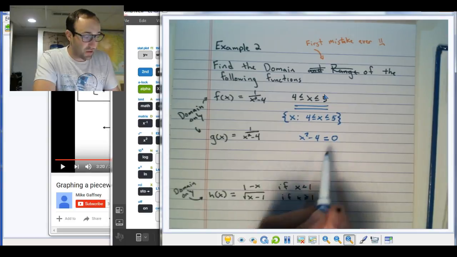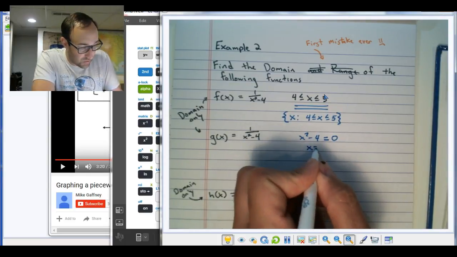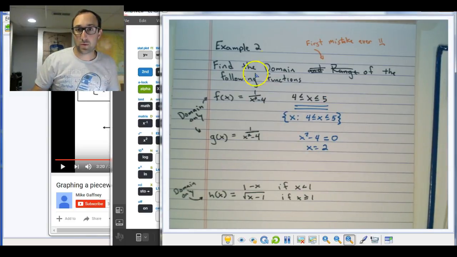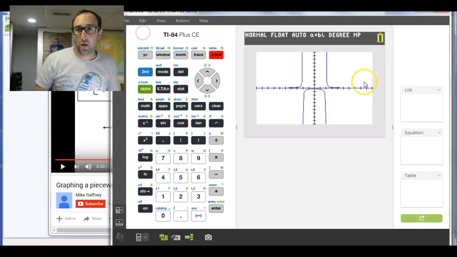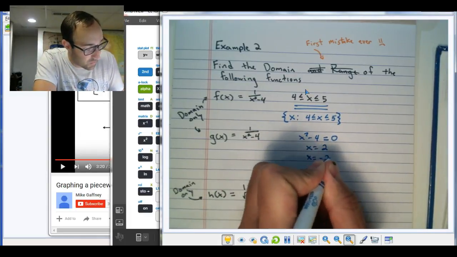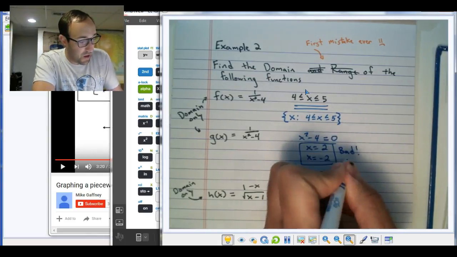So, is there a number that when you square it, minus 4 equals 0? Yes, I'm sure that a lot of you said 2 is one of them. Is that the only answer? And if we go back to our graph real quick, let's just look here. There's x equals 2 is one, but it looks like there's another one over here. Oh, that's right. It's the negative 2. Don't forget the x equals negative 2 as well. So if we have those two things, those are bad.